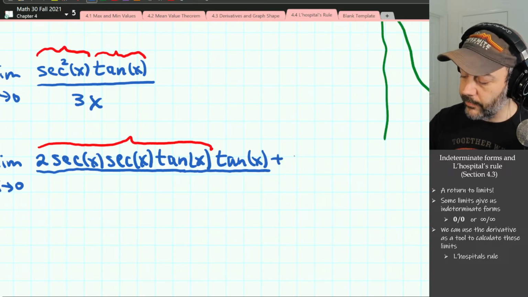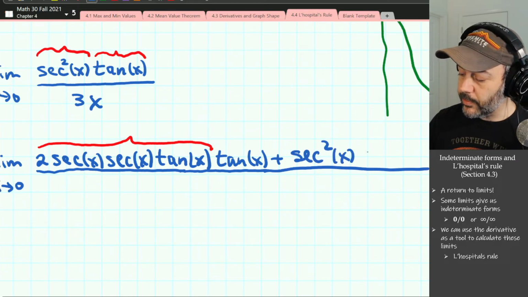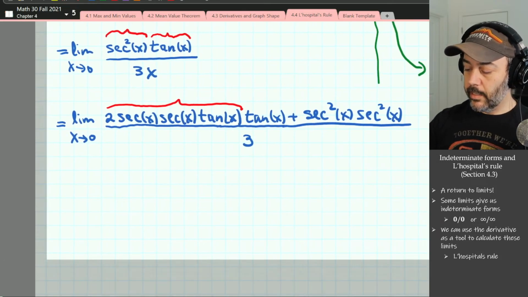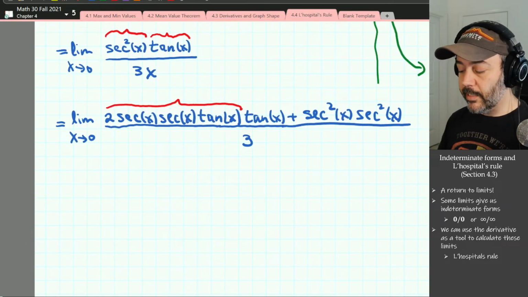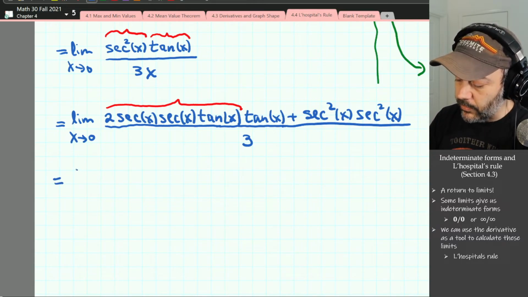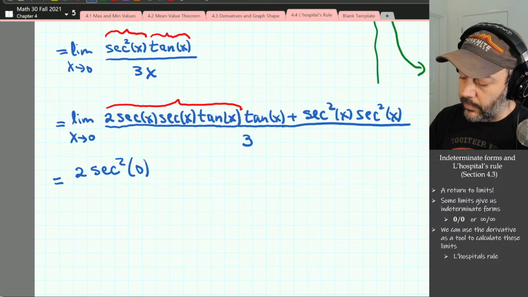Then I add secant squared x times the derivative of tangent, which is secant squared x. Now the derivative of 3x is 3. And now it's going to work because I've finally gotten to the case where the denominator is a constant. And now I can do direct substitution. This is 2 secant squared of 0 tangent of 0, tangent squared of 0.